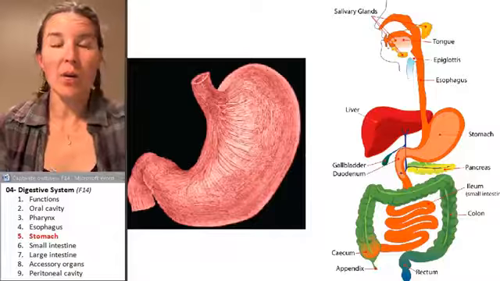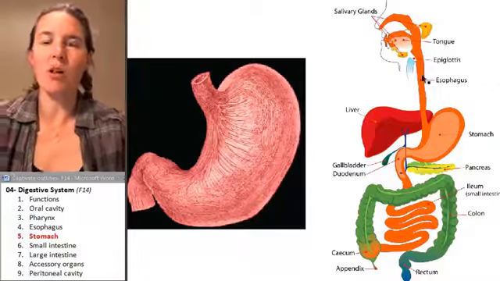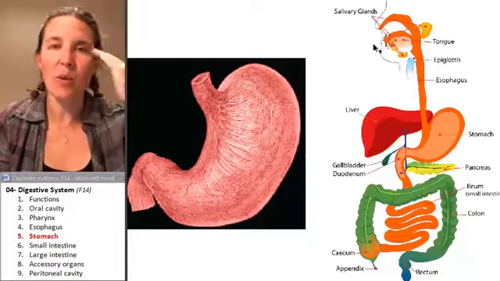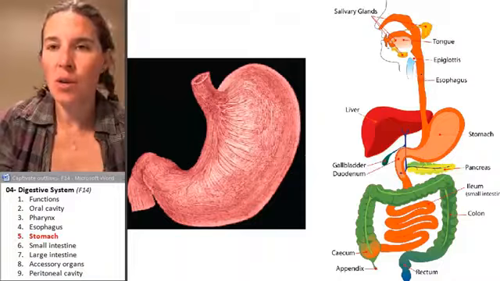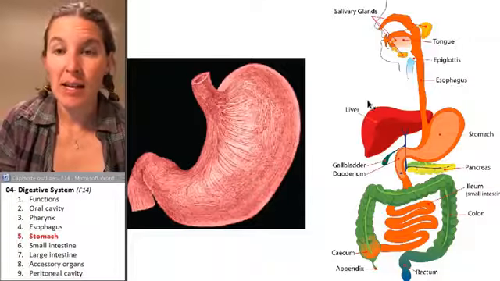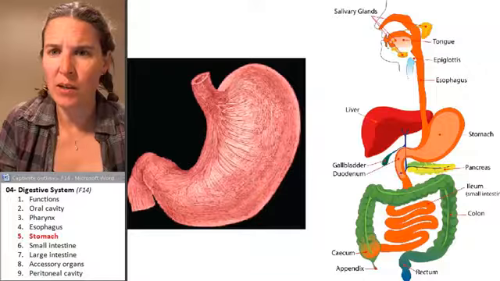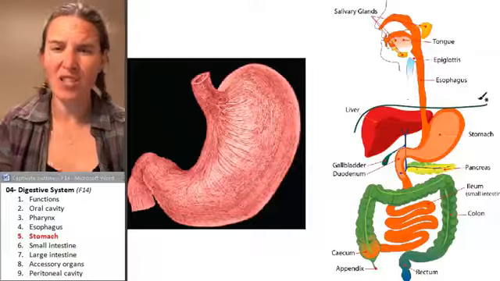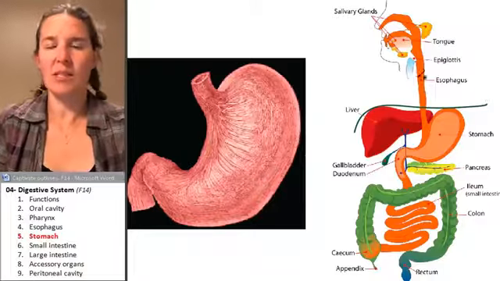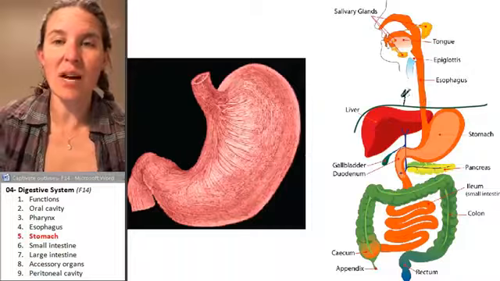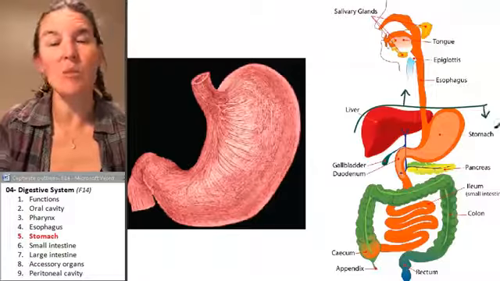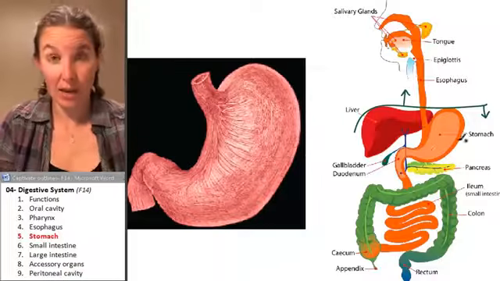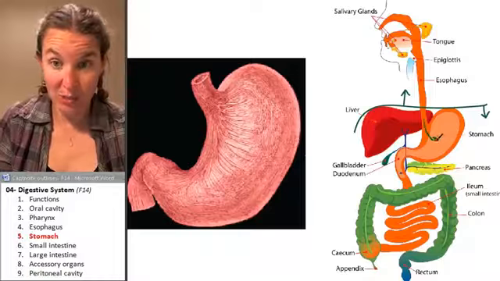Into the stomach we go. Now, I threw on my big picture of your entire digestive tube just so you could remember where you are. This is not to scale, but this is the thoracic cavity, and this is the abdominal cavity. So by the time our esophagus travels into the abdominal cavity, we can enter the next space, which is the stomach.